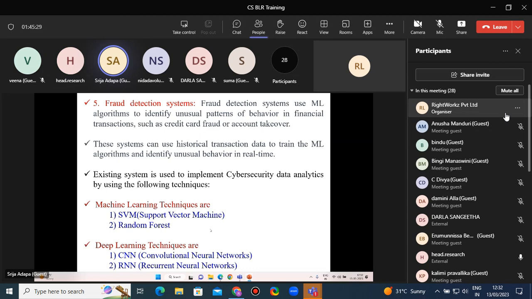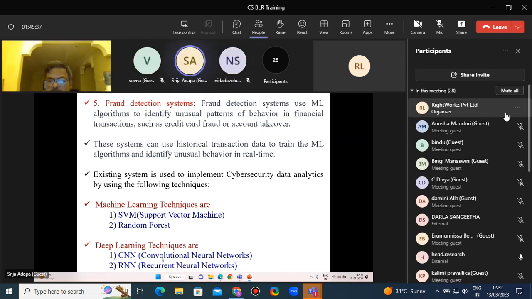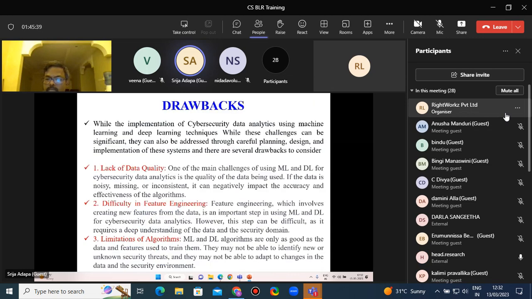Machine learning techniques are support vector machine and random forest, and deep learning techniques are convolutional neural networks and recurrent neural networks. Drawbacks: while implementing cybersecurity data analytics using machine and deep learning techniques, these challenges can be significant, but they can also be addressed through careful planning, design, and implementation of these systems. These are the several drawbacks.